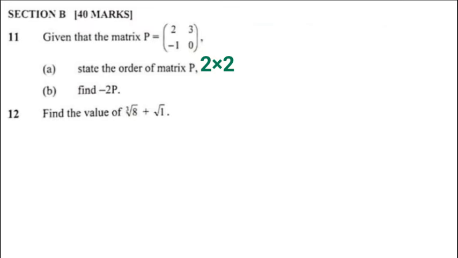Now let's go to question 11B, which is find -2P. So I'm going to write -2P there, then equal to -2 times the matrix P, so I'm going to replace P by its matrix, which is this one: 2, 3, -1, 0. Now this means that I'm going to multiply -2 by every element in that matrix. So I'm going to write equal to, and open bracket. So -2 by 2 will give me -4.